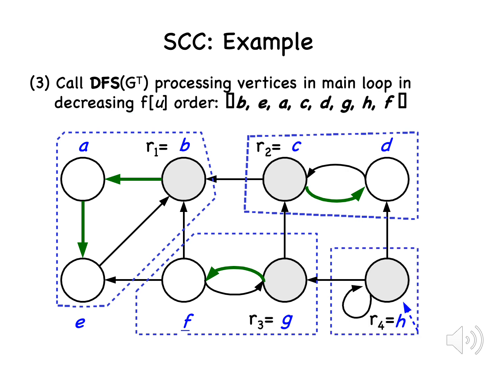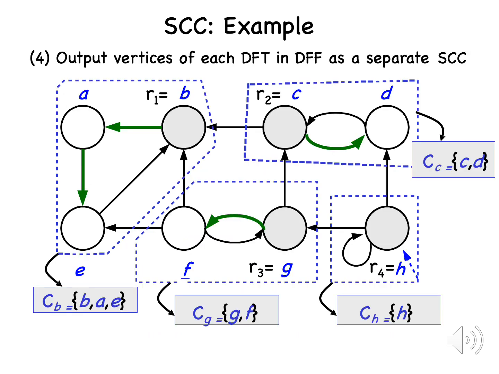So this is how the components look. R1 is equal to ABE, R2 is CD, R3 is FG, and R4 is H. R1 is represented using CB, R2 is represented using CC, R3 is represented using CG, and R4 is represented using CH.